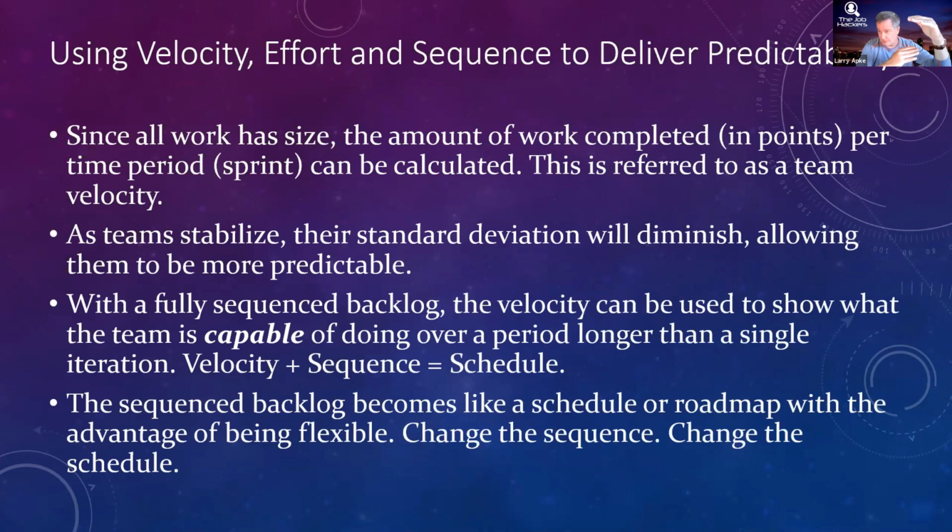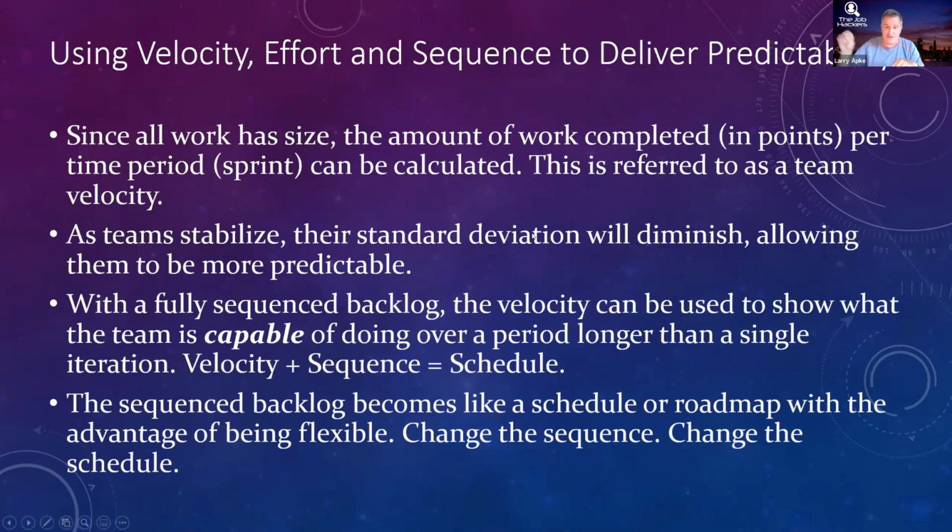This is what the future looks like today. I can do these 10 stories next. That's next week. I can do these 10 stories the next week. I can do these 10 stories the next week. So the sequence plus the velocity becomes a schedule. Not in a classic sense, but a schedule of what we're capable of doing as a team over the future. It's a looking into the future. The further we get into the future, the less accurate it is. We know that. Things change.